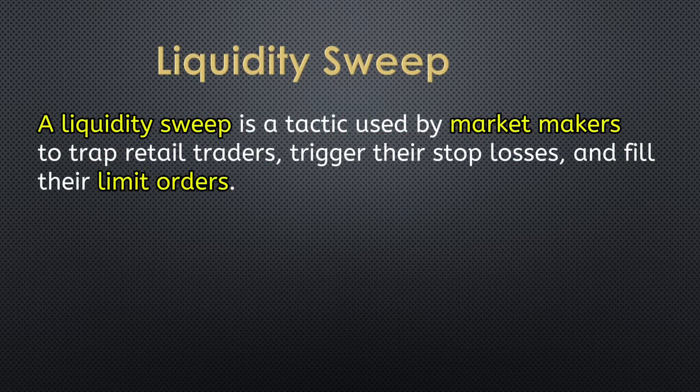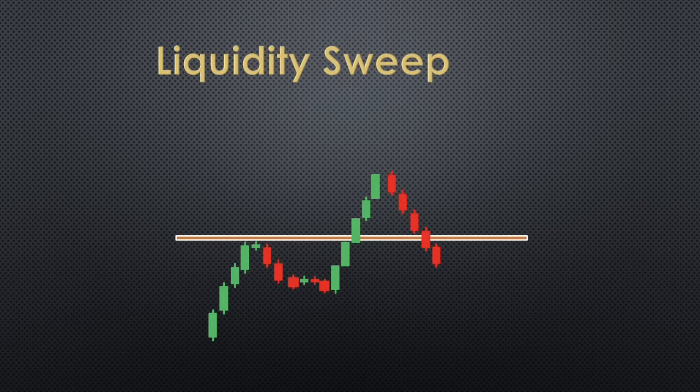A liquidity sweep is a tactic used by market makers to trap retail traders, trigger their stop losses, and fill their limit orders. Here's how it works. The market moves up and breaks a resistance level, then pulls back to retest that same level, which has now turned into support. This level becomes a liquidity area, holding lots of stop losses and pending limit orders.